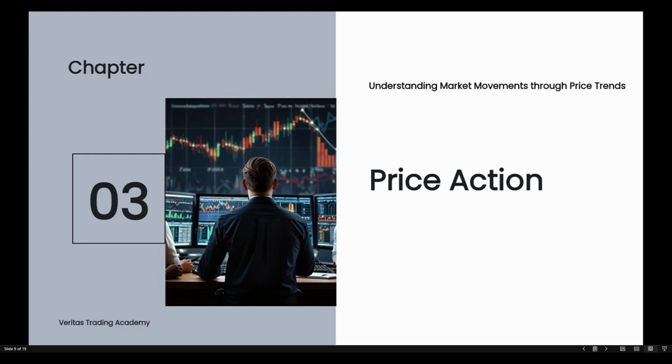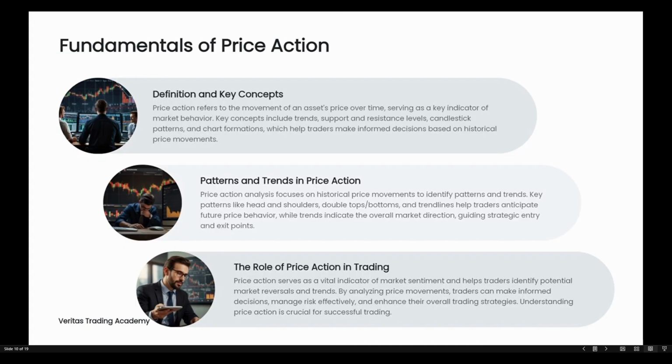Now, what is price action? At Veritas, we say price action is the movement of an asset's price over time, serving as a key indicator of market behavior. There are a couple of key concepts you must look at. The first one is trends. In price action trading, a lot of traders will first identify the trend. How do you identify the trend? In an uptrend, the market will be making higher highs. In a downtrend, the market will be making lower lows.